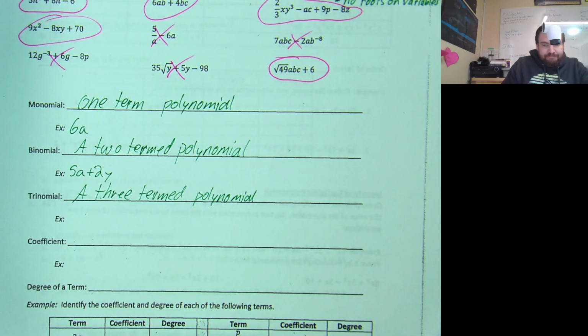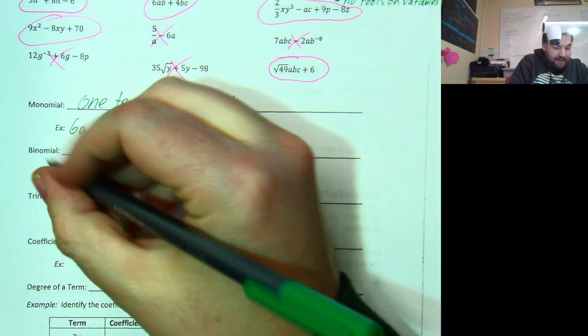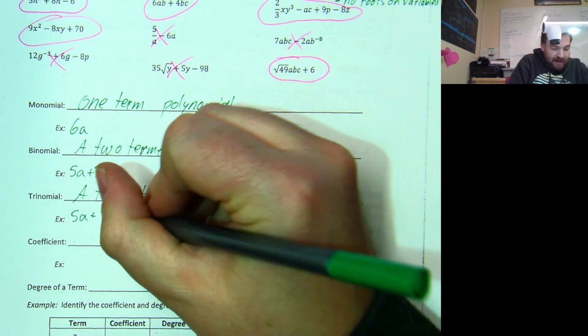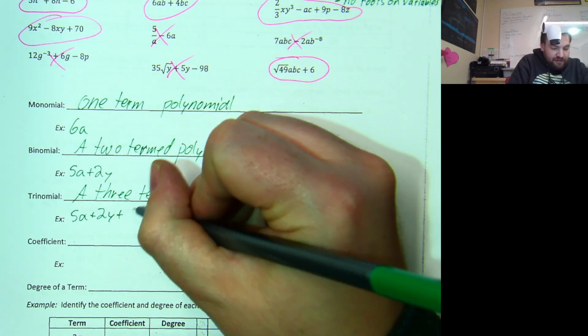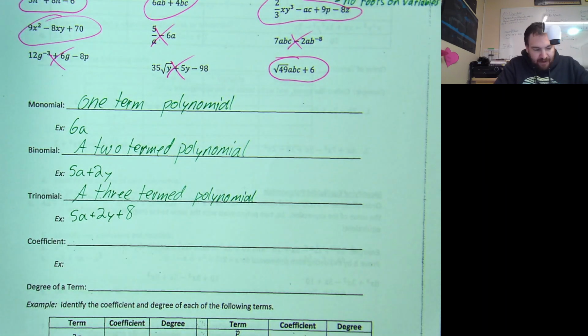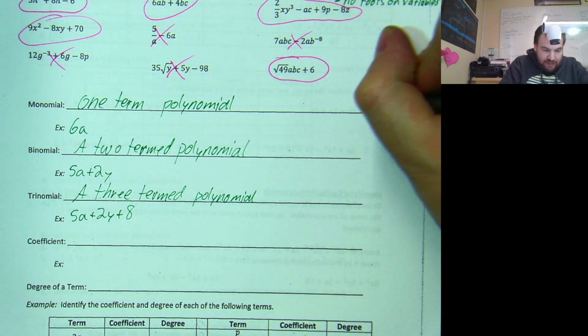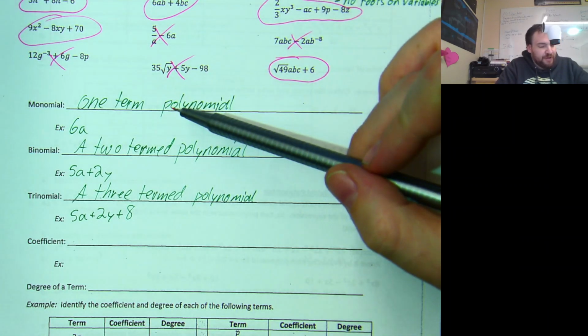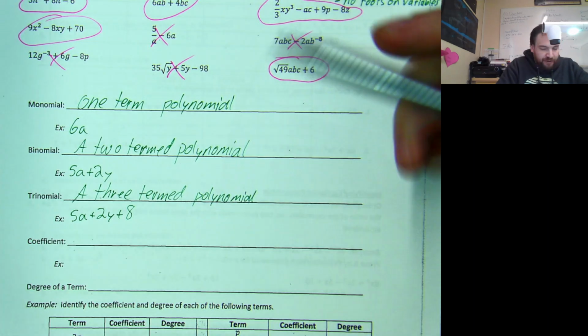Someone give me an example. 5a plus 2y plus 8, sure. In general, we have specific language here for a one-term polynomial, a two-term polynomial, a three-term polynomial.